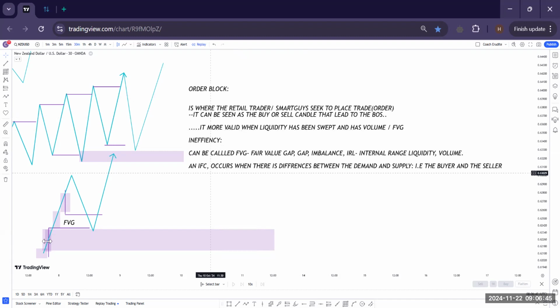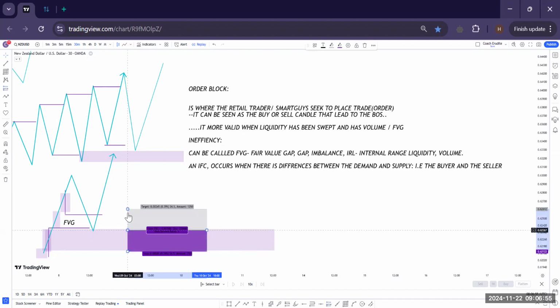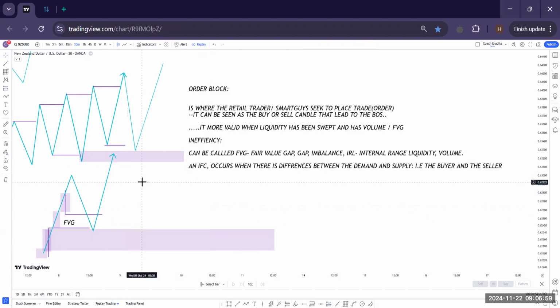That is when let's assume there's order block and there's a volume, that there's a gap, it's more valid. Then you can decide to place order somewhere like this and you take profit in the next break of structure. So we'll come to that. So order block is more valid when liquidity has been grabbed, just like this. Let's assume liquidity has been grabbed here and we now have volume here.